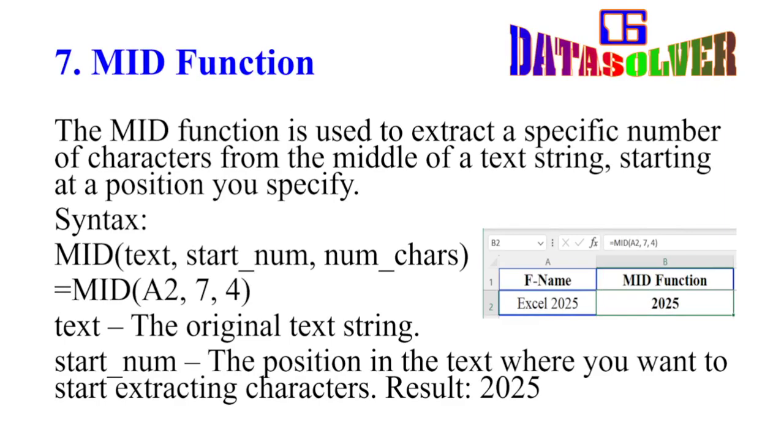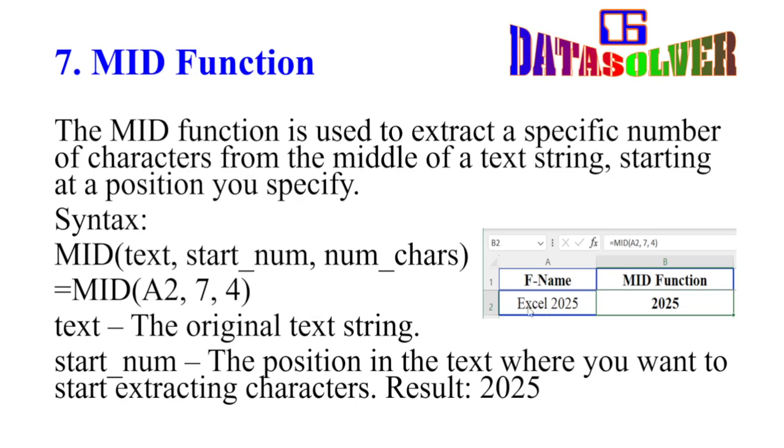The MID function is used to extract a specific number of characters from the middle of a text string, starting at the position you specify. So in our sample, we have Excel 2025 and our formula in B2 returns 2025. If you look at MID(A2,7,4), after the comma, what it does is count.